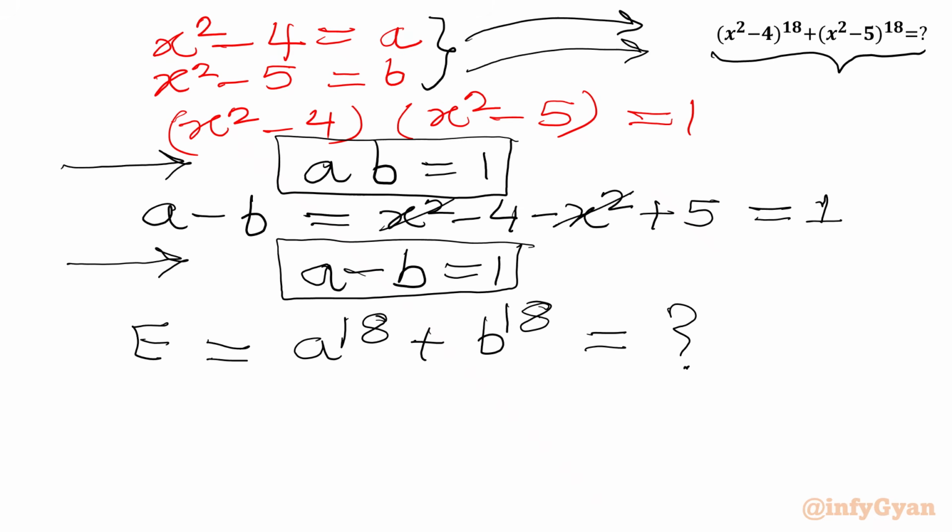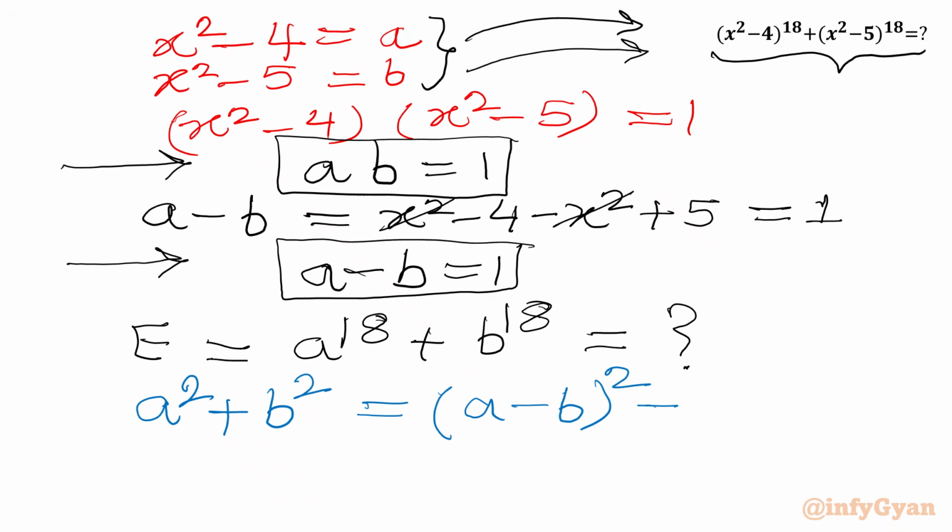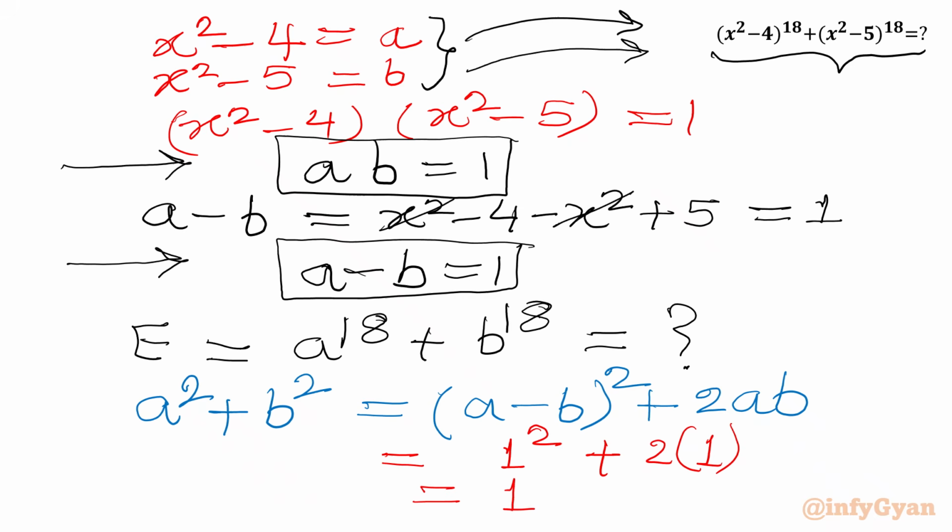Now I will use algebraic formula, which is A square plus B square. Let me write here A square plus B square. In terms of known equations, I can write A minus B whole square plus 2 times AB. Now we have A minus B 1 and AB 1. So we'll write here 1 square plus 2 times 1. 1 square is 1. 2 times 1 is 2. So A square plus B square will be 3.